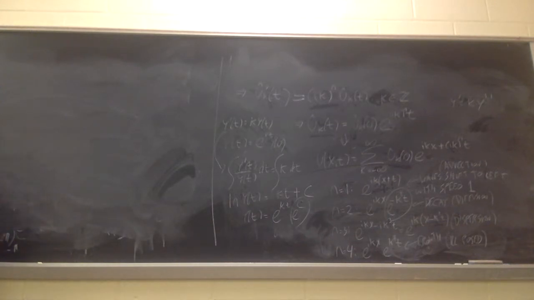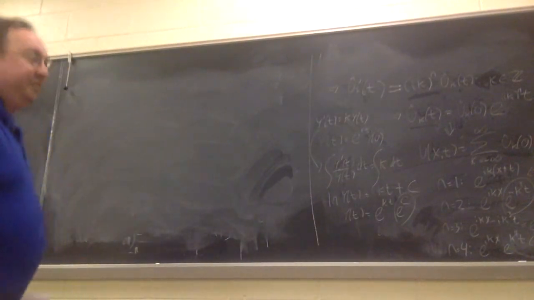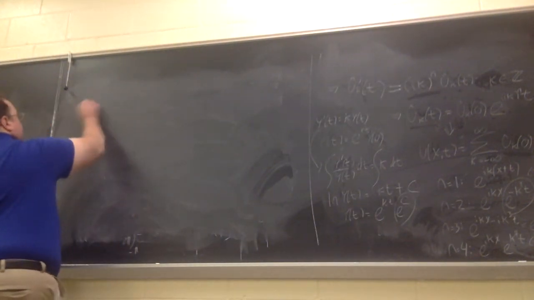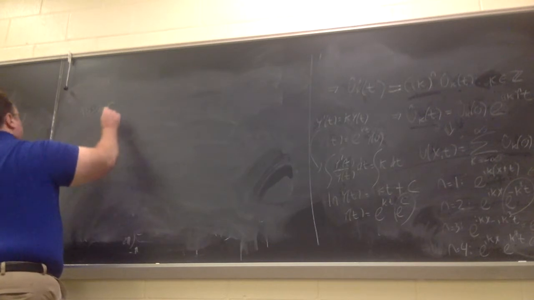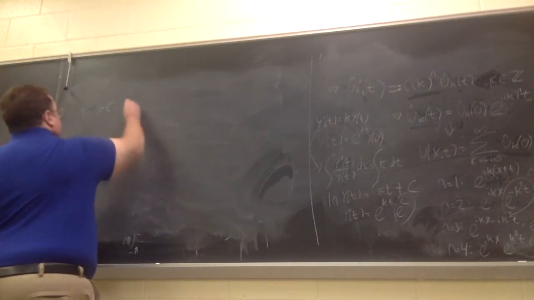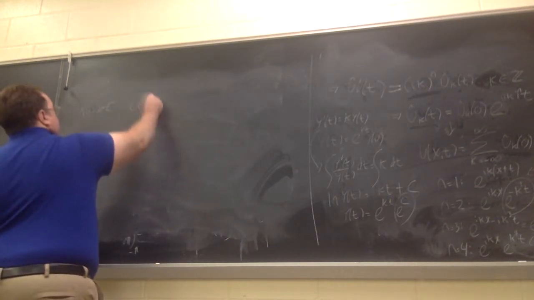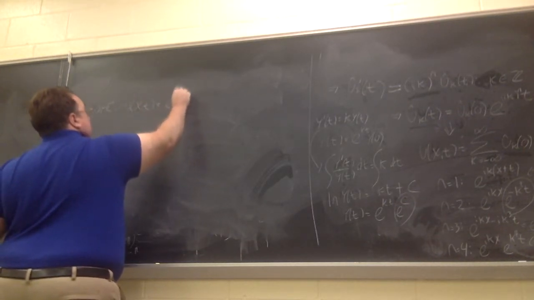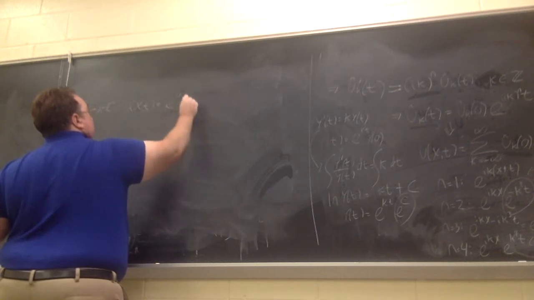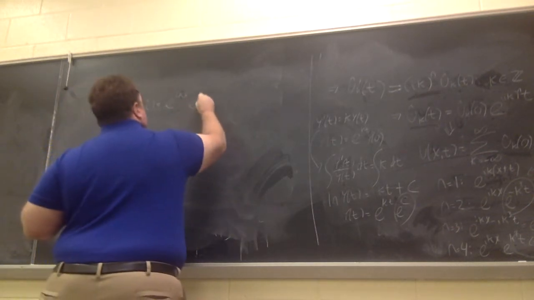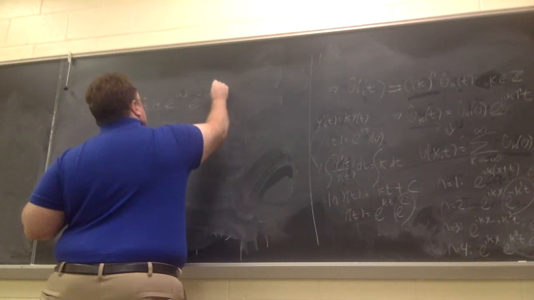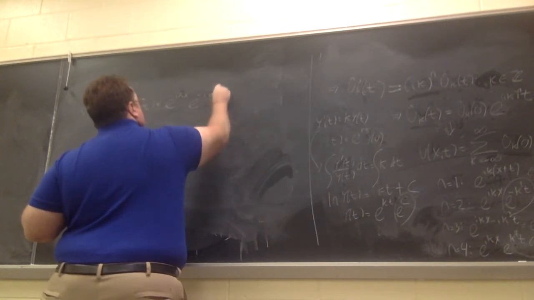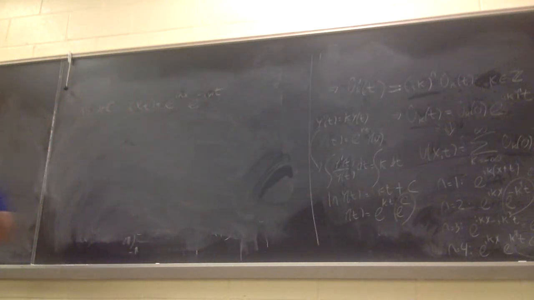So if we assume the solution has a certain form, so we assume that the solution has this form, u of x,t is equal to e to the i k x times e to the minus i w t, where w is unknown.